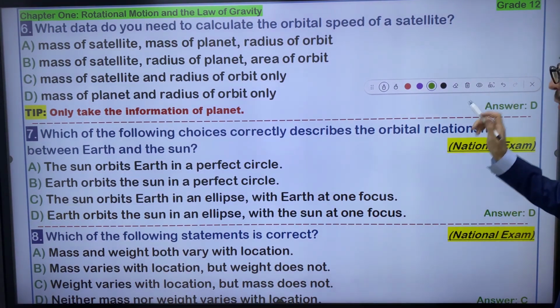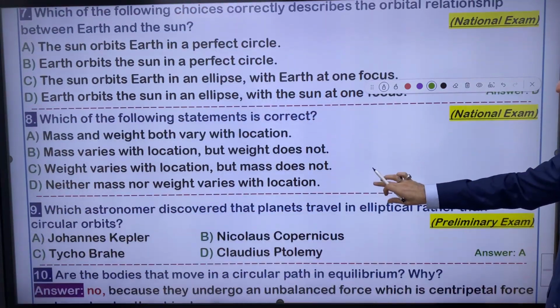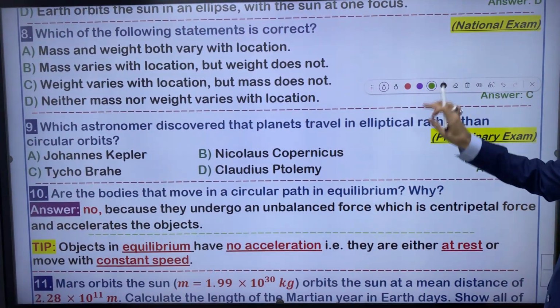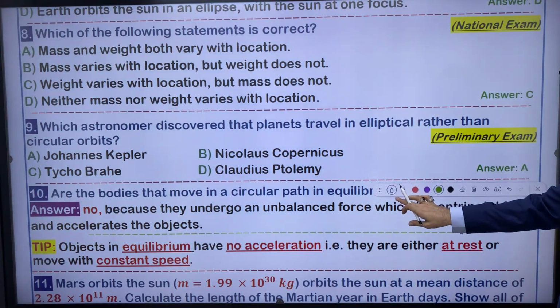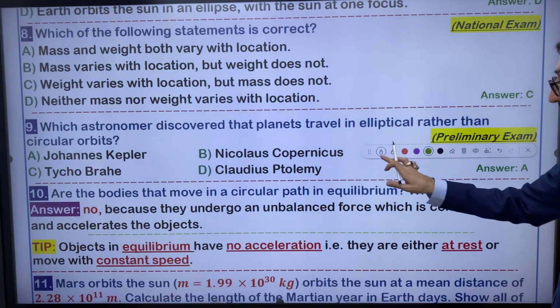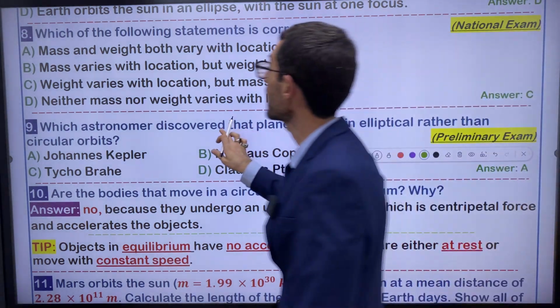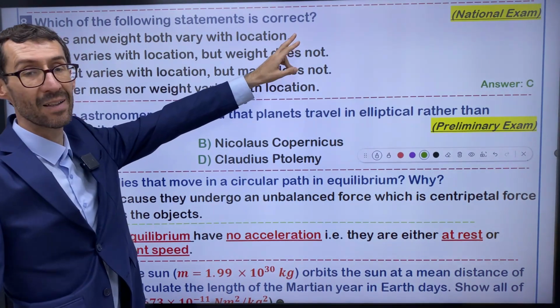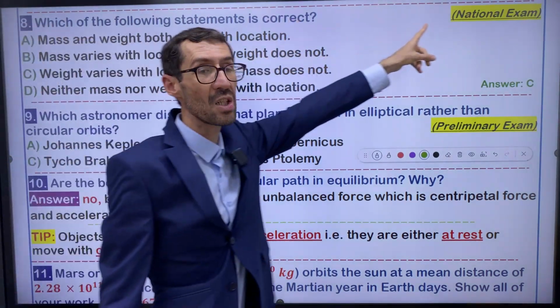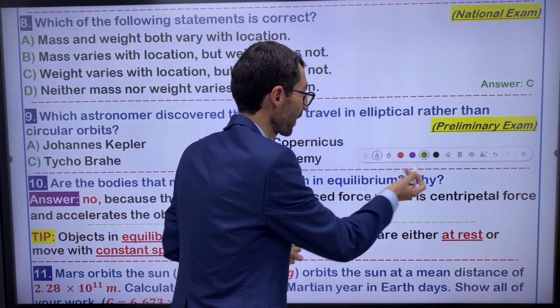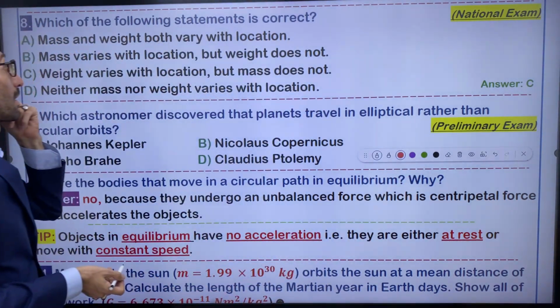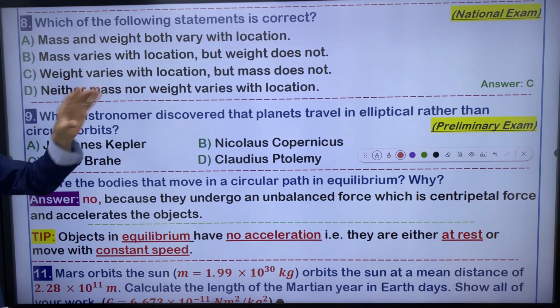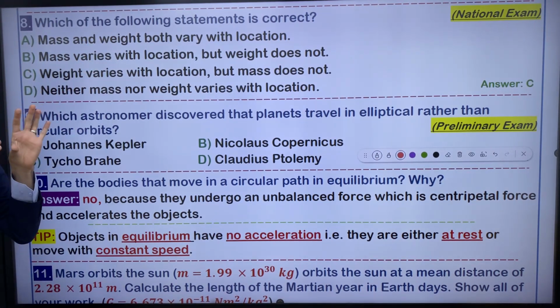Let's move on to another question. Question number 8. It's the question of the national exam as well. And question number 9 is preliminary, no problem. Question number 8, let me read the question for you. It says, which of the following statements is correct? Question of national exam. I mentioned it over there. So which one is correct? Search for the correct option.